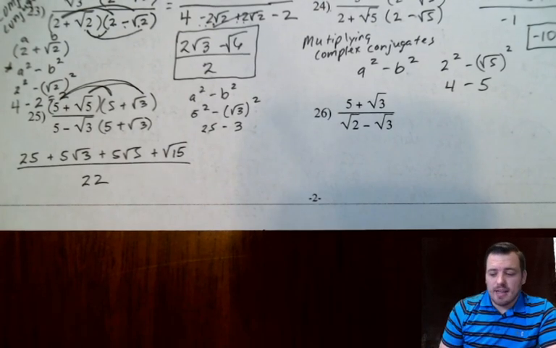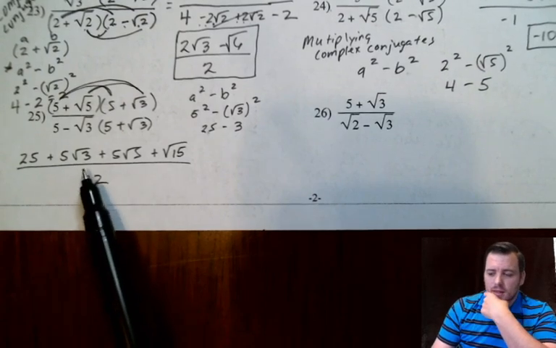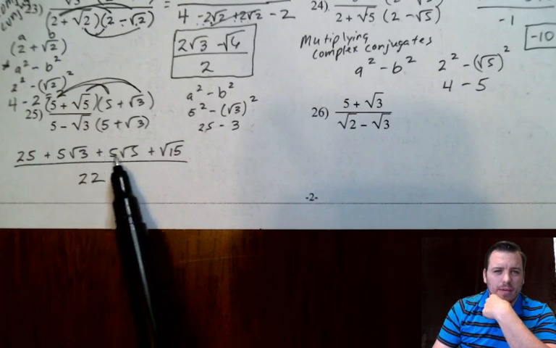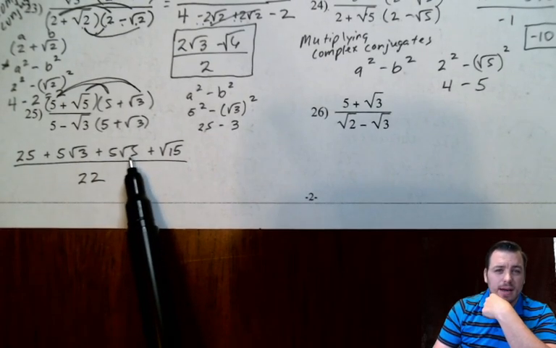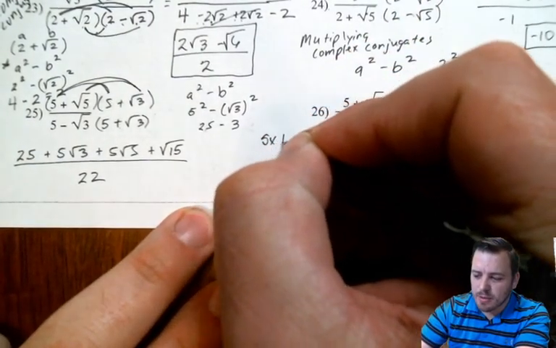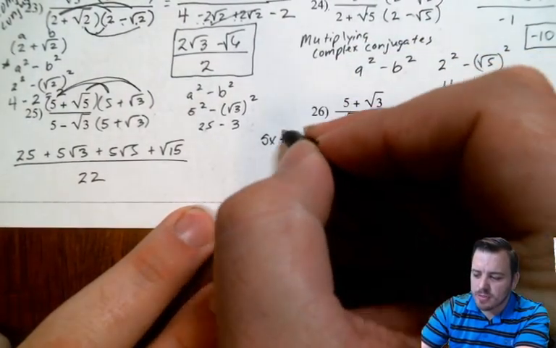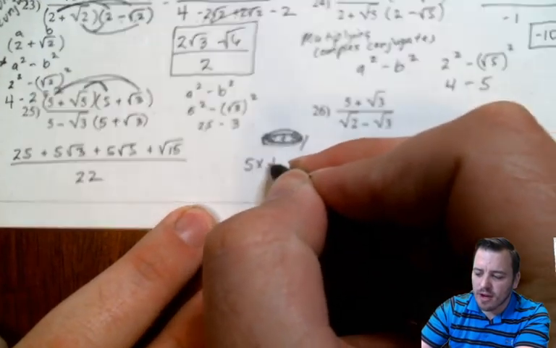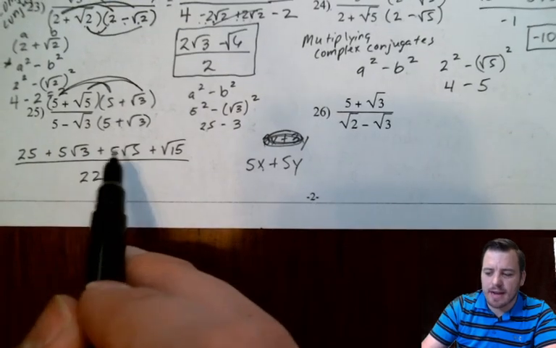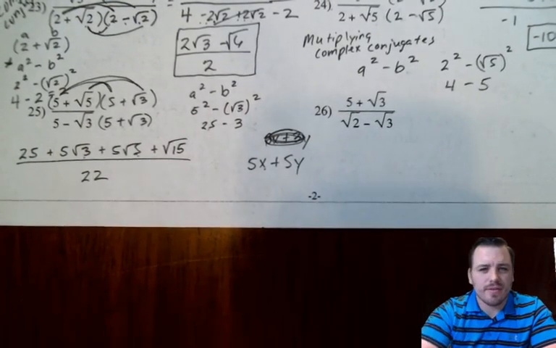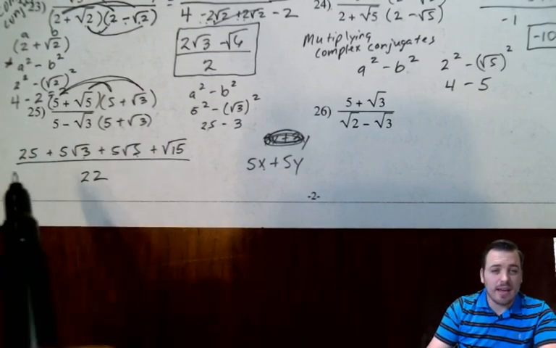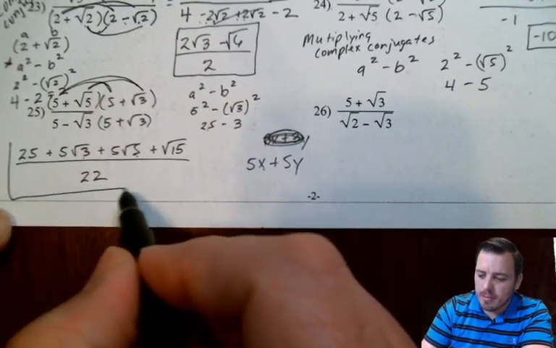And here's the thing, guys. I can't combine these two. You may say, oh, well, can't we combine those? Look at their radicals. This is radical 5. That's radical 3. That's like saying 5x plus 3y. You can't combine those. They're different variables. These are different radicals, so I can't combine those. And I can't do anything else. So, guys, that's my final answer.